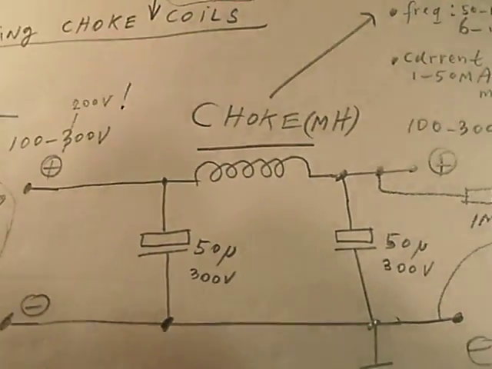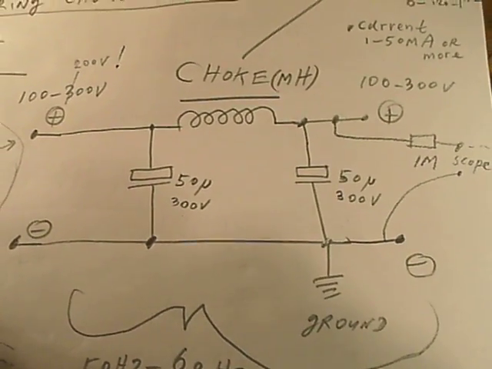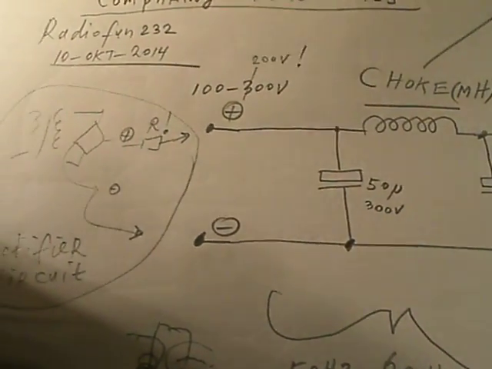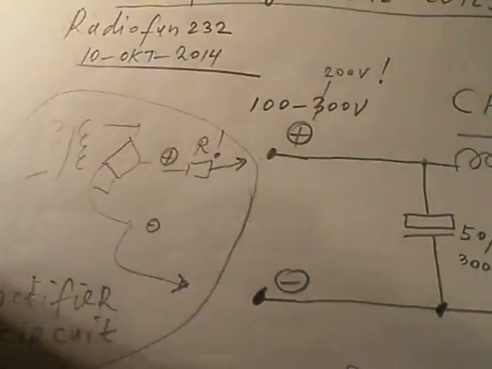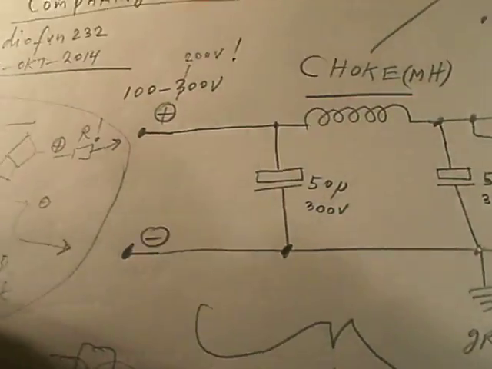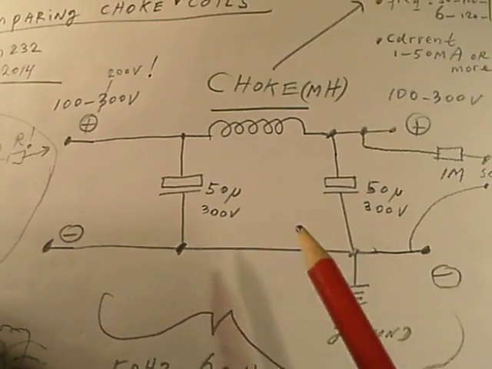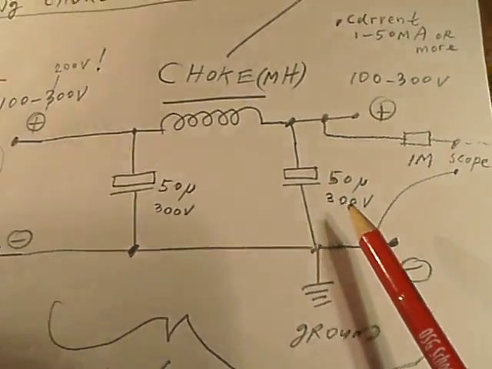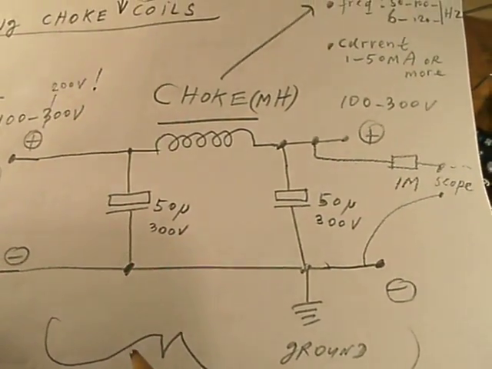In this video I want to show how you can make a decision about a choke coil in the power supply, especially power supplies working on 50 Hz or 60 Hz. In tube amplifiers you will often see that this is the circuit that's used: 50 microfarad as a first capacitor, also 50 microfarad as a second capacitor, and here the choke coil.